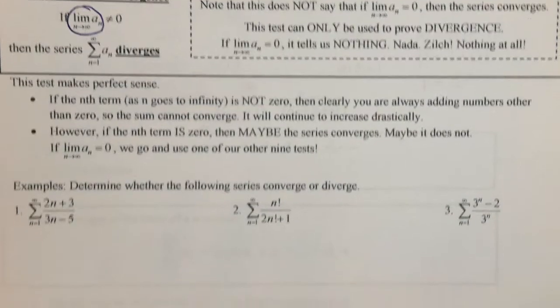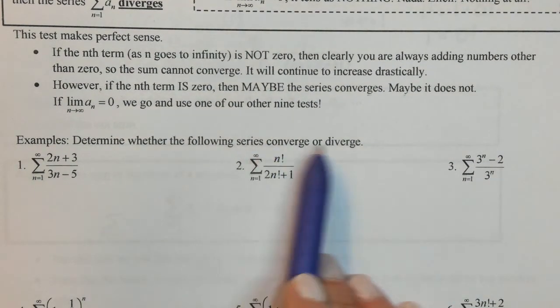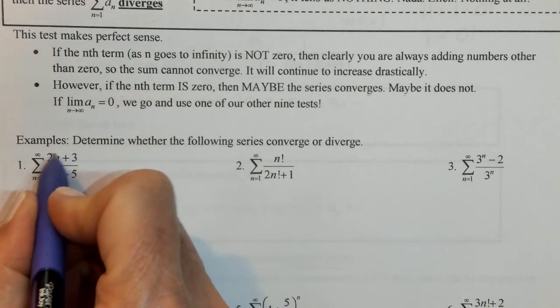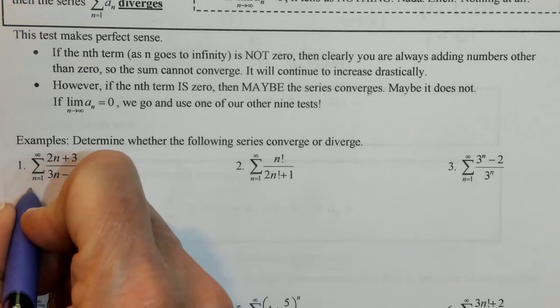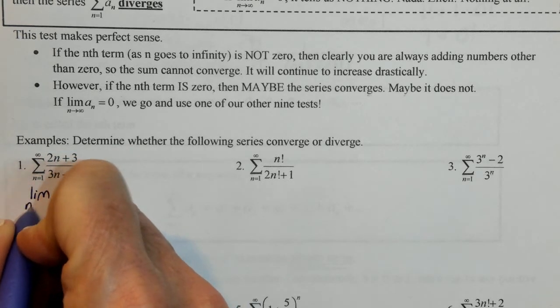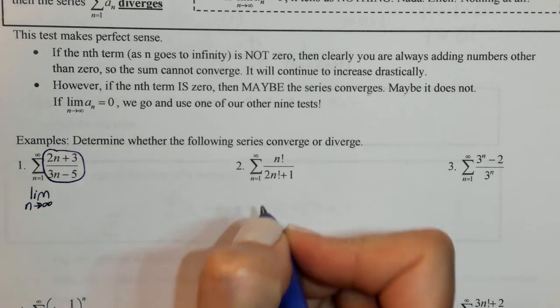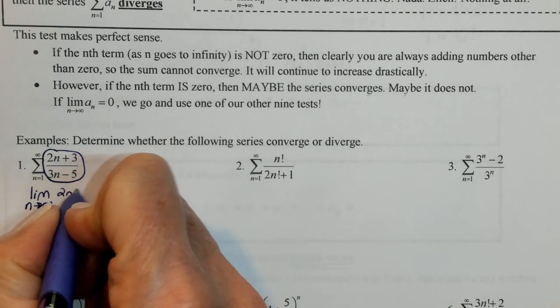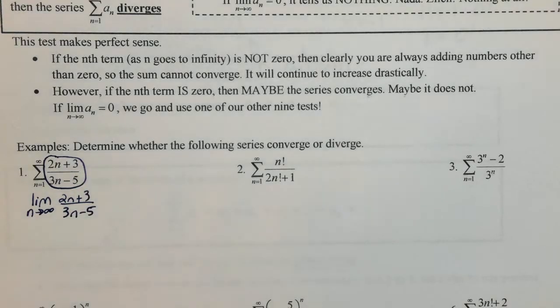All right, examples. We're going to determine whether these series converge or diverge. So the only test we have so far is the nth term test. So that's what we're going to be using on every one of these problems. So I'm going to take the limit as n goes to infinity of a sub n. Here's a sub n right there. So 2n plus 3 over 3n minus 5. Here's the way I need you to think of it.